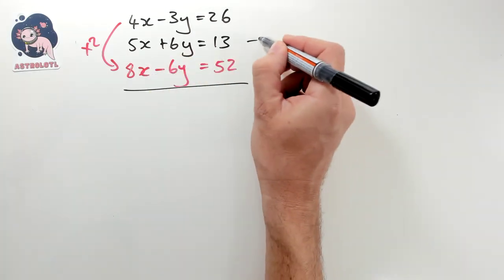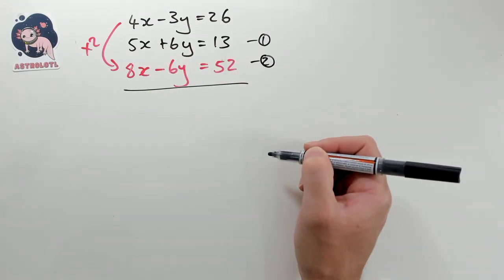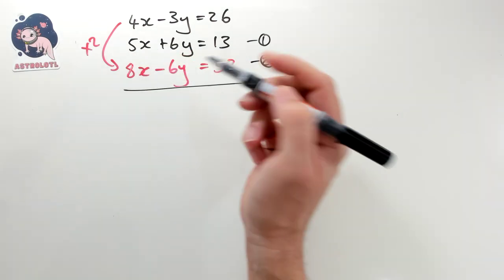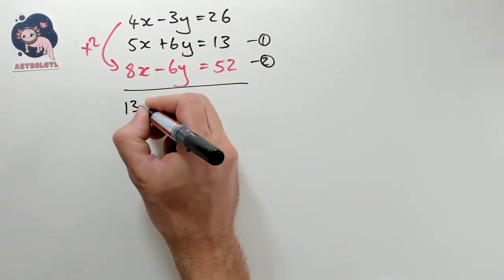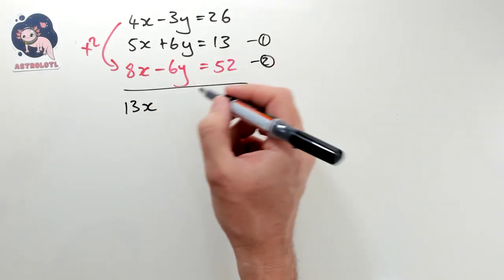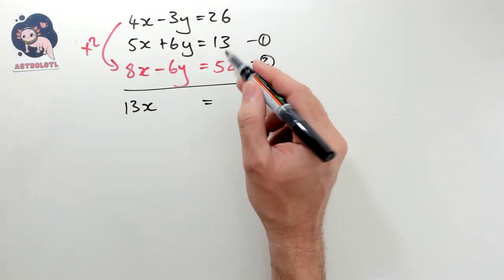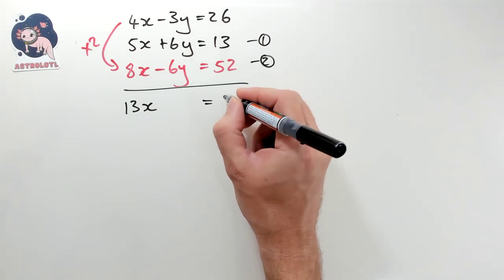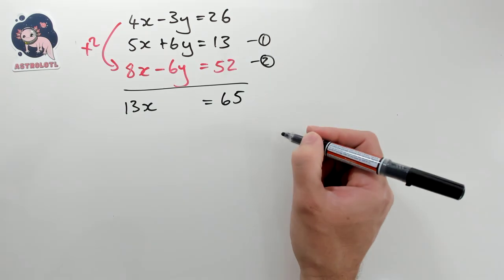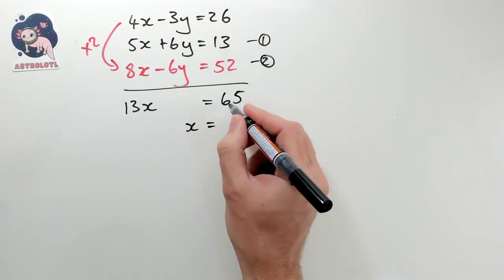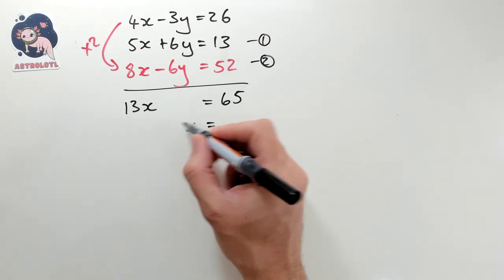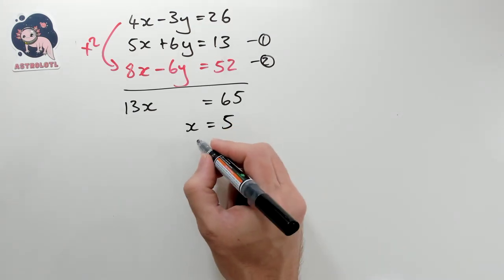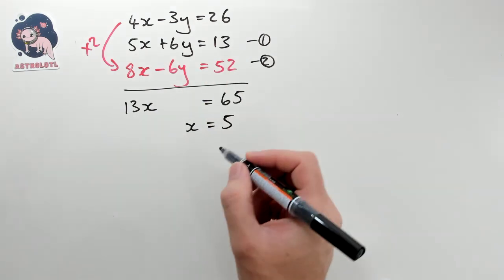Okay, we're going to use this one and this one as our equations. I'm going to add, so 5 and 8 is 13. Wow, 13x. This is going to be plus 0, don't even have to write it. And then 13 plus 52 is going to be 65. Then I just divide both sides by 13, and this would be 5. So x is 5.